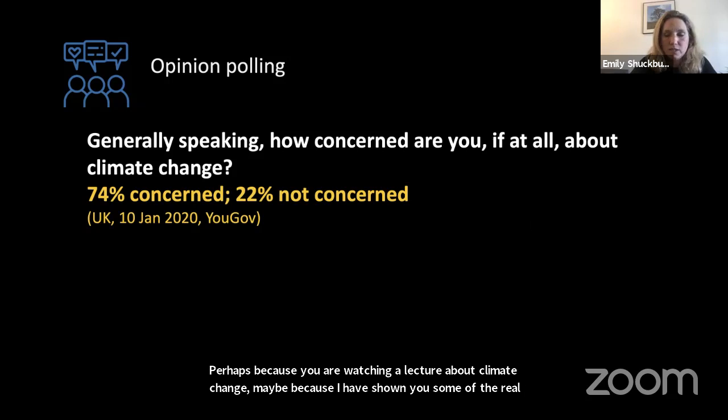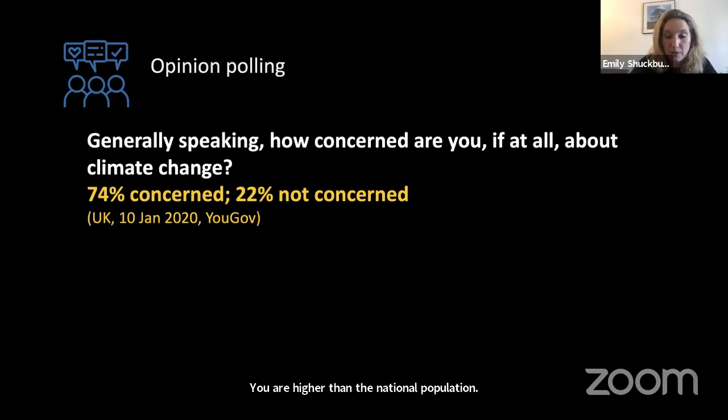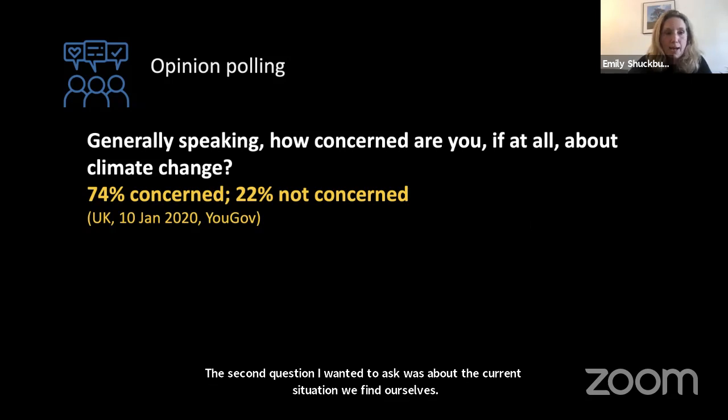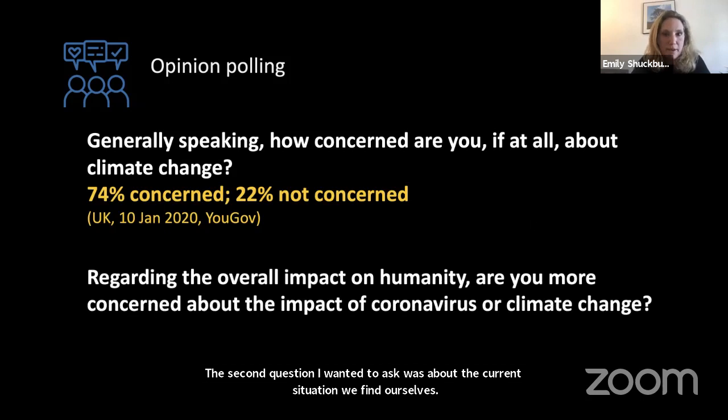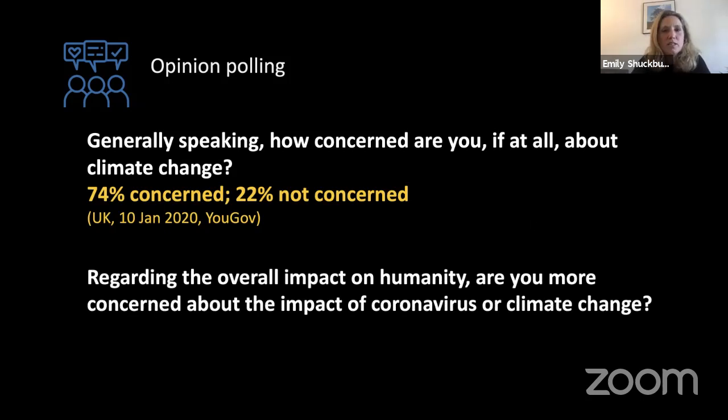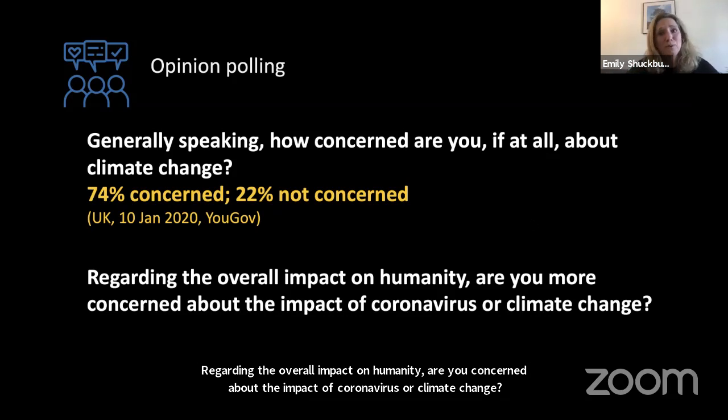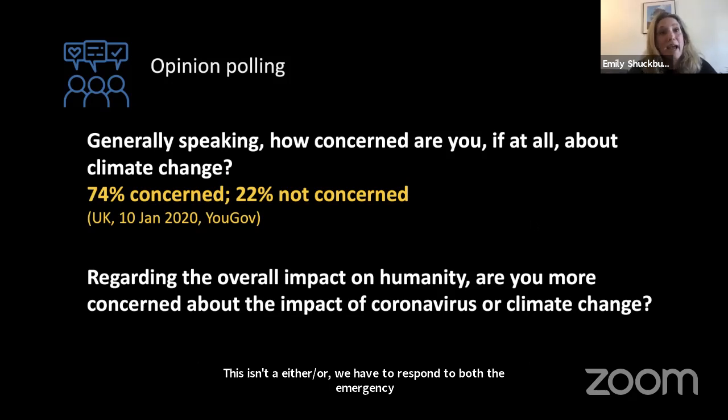The second question I wanted to ask was about the current situation in which we find ourselves. Again, this is a question that was asked recently by YouGov in the UK. And that's this: regarding the overall impact on humanity, are you more concerned about the impact of coronavirus or climate change? So again, you can vote now, and we will analyse your answers in a moment. Of course, this isn't an either-or. We've got to respond to both the emergency caused by the global pandemic and to climate change. But I think it's interesting to see how different people respond to this.